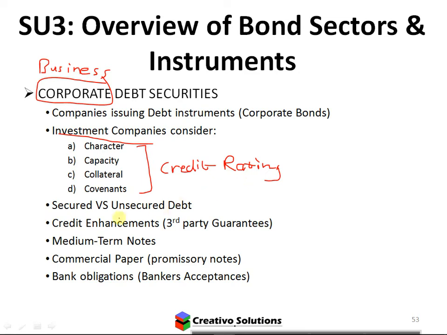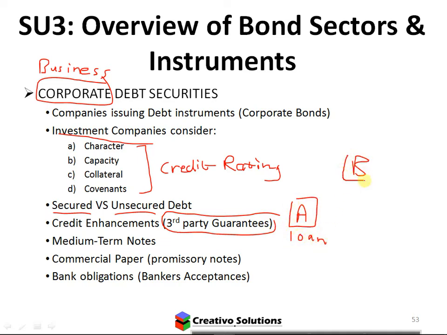So you get secured and unsecured debt. If it's secured, it has collateral. If it's unsecured, it doesn't. You can also have certain enhancements where you could have third-party guarantees. Company A takes out the loan, but company B acts as a guarantee. Should company A go bust, company B would step in to help pay off the loan. That's a third-party guarantee. You get medium-term notes, commercial paper, so short-term and long-term instruments, and also bank obligations, bankers' acceptances.